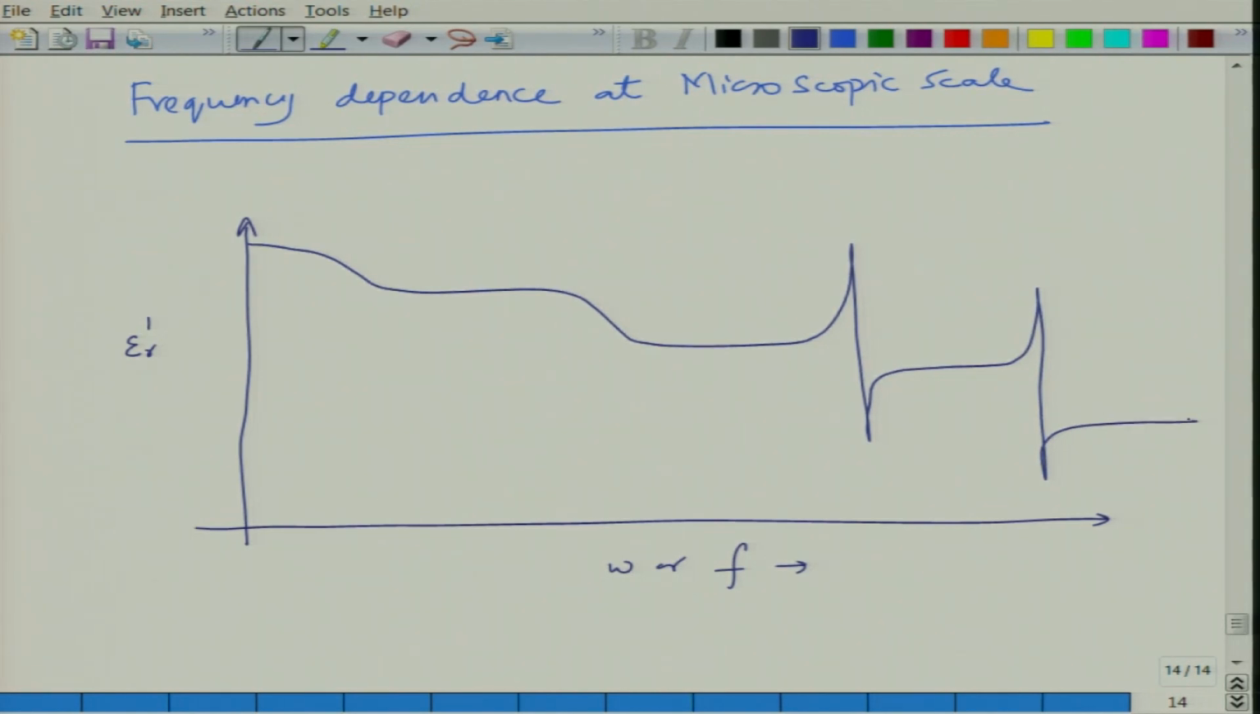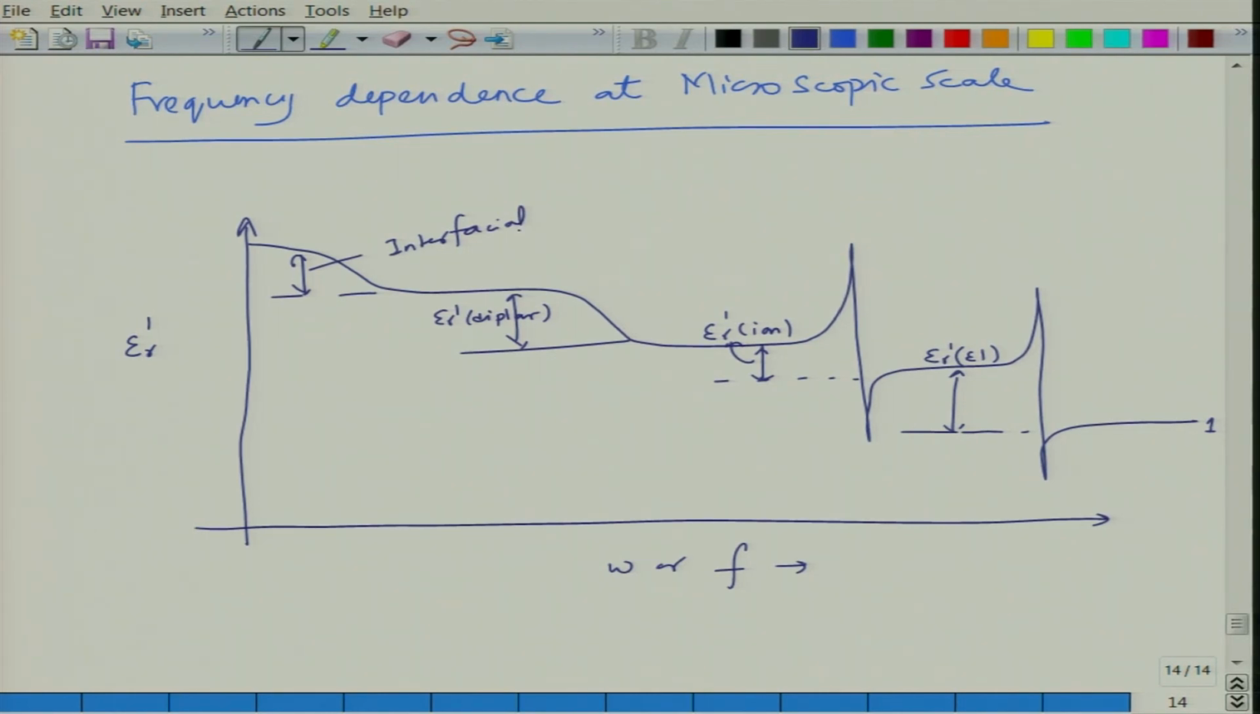Like this. At high frequencies your dielectric constant is 1, at a little bit lower frequencies your dielectric constant is epsilon r prime electronic. Here it is epsilon r prime ionic, this much, and here anything on top of 1 is this, and this becomes epsilon r prime dipolar, and then we have interfacial. That is what we said earlier.